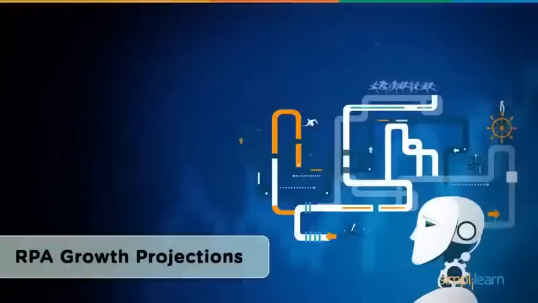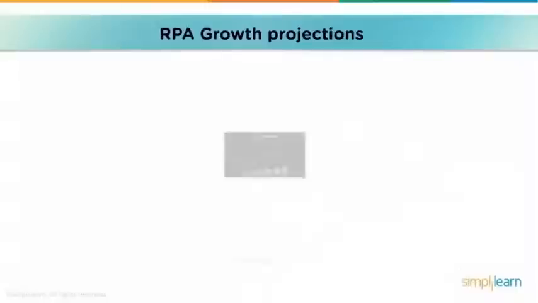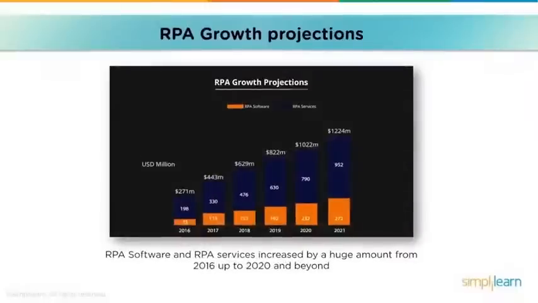Next up is RPA growth projections. Looking at the curve, both RPA software and services increased by huge amounts between 2016 and 2020 and beyond. According to McKinsey research, knowledge work automation could have an economic impact of about $5 to $7 trillion by the year 2025. It will touch more than 230 million knowledge workers, which constitute up to 9% of the global workforce.